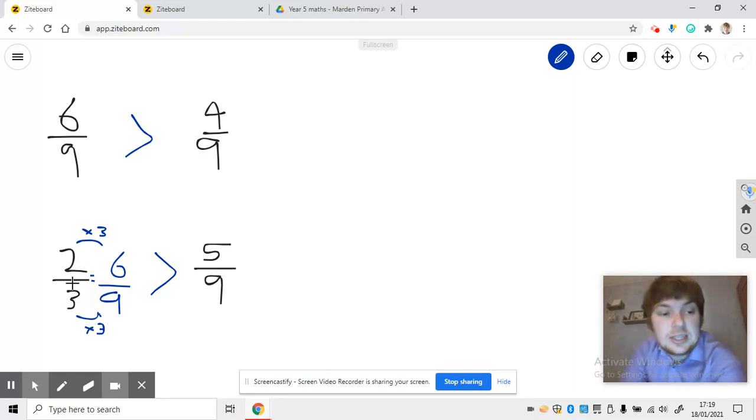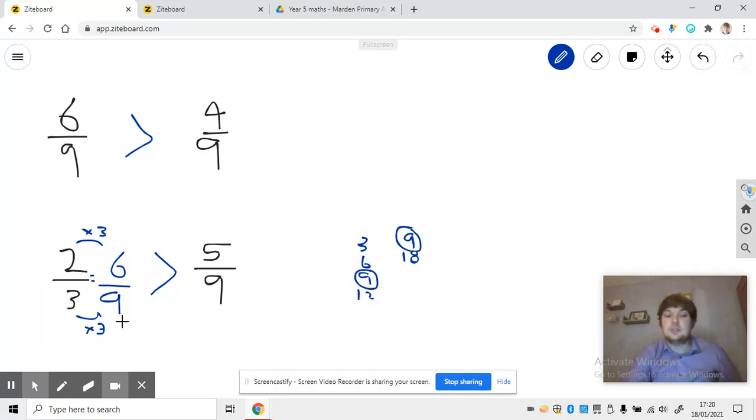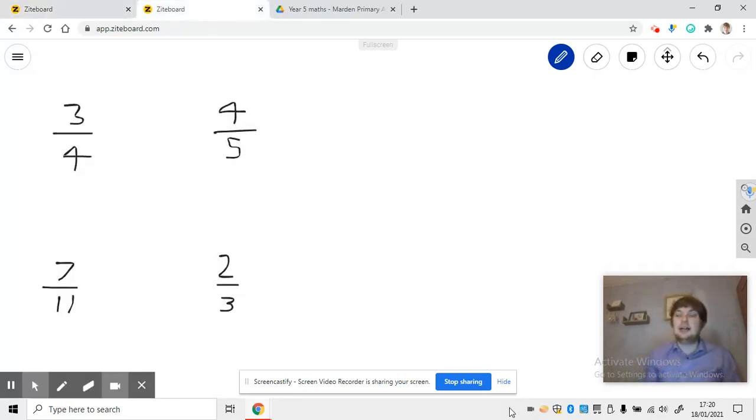Now, if you're confused on this part of how I've gone from thirds to 9s, how you can do it is, again, consider your common multiples. So I go 3, 6, 9, 12. I could go 9, 18. And of course, we can see from this that 9 is our common multiple. So therefore, we know we can make thirds into 9s. If at this point you're feeling a little bit confused, don't worry, we're going to look at a couple more examples. If you're feeling more confident, pause the video and have a go at comparing these two, and then come back and we'll have a look.